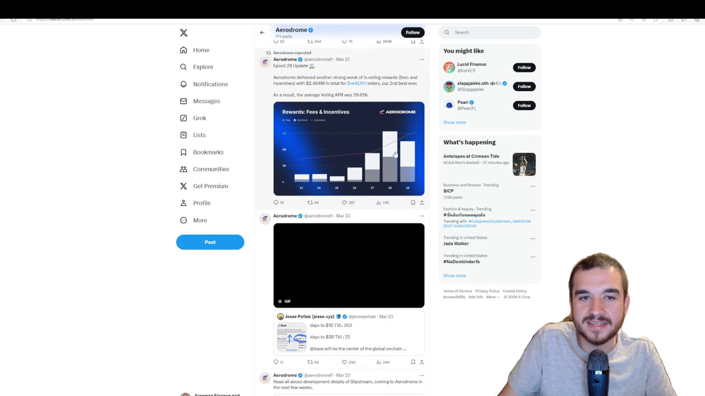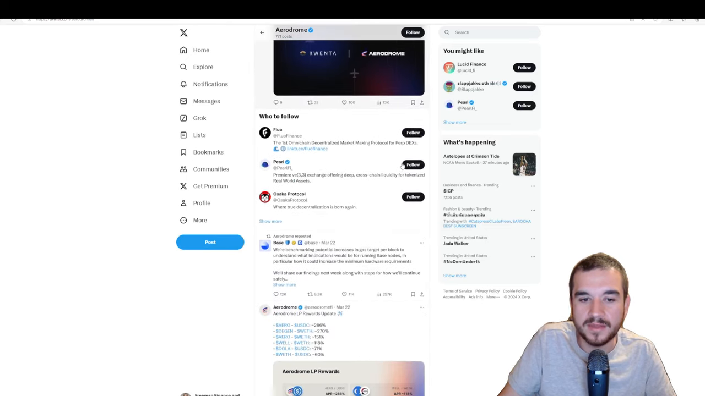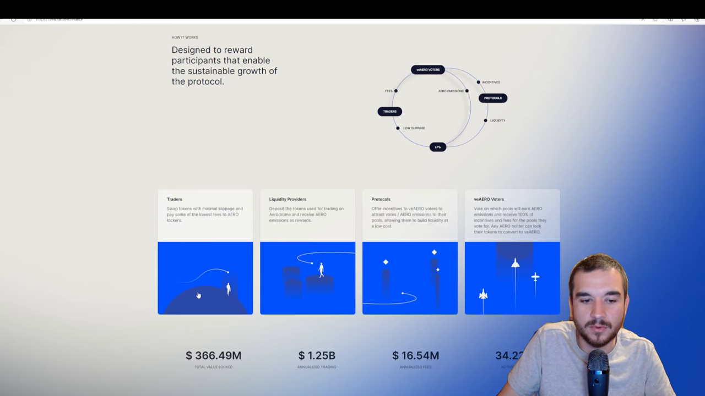The rewards, fees, and incentives are continuing to go up. They're listed on new exchanges. And so they're just doing great. The total value locked went to $355 million. Let's see where that was. Okay, so yes, that is updated.